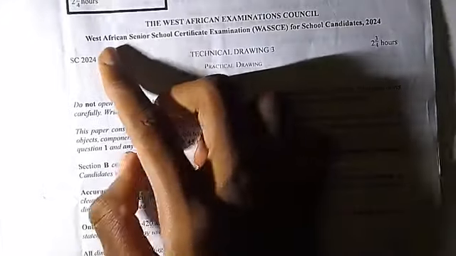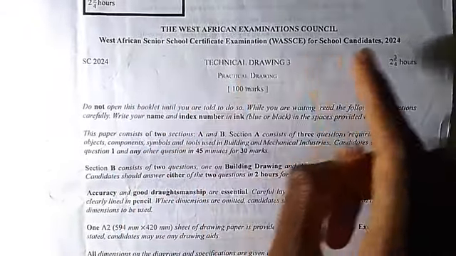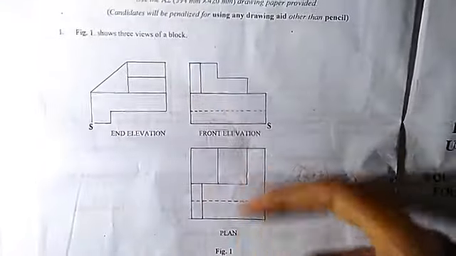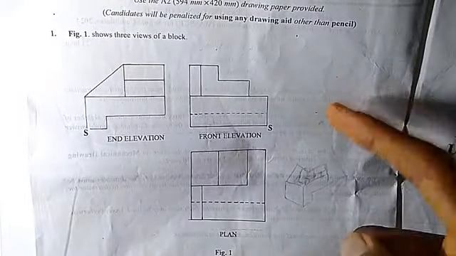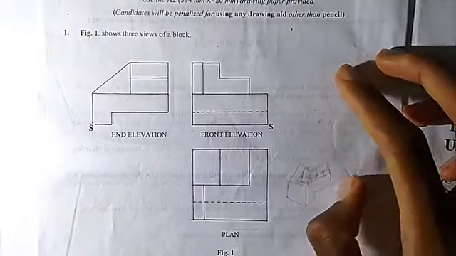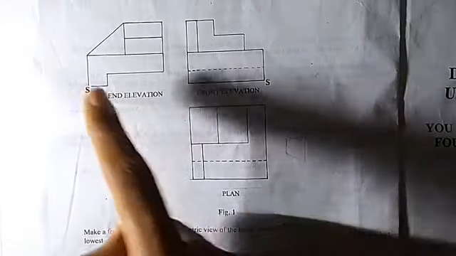Here with me is the West African Senior School Certificate Examination 2024. Interestingly, the student is given three views: the front elevation, the side or end elevation, and the plan or top elevation. So this is the first angle projection, and we are asked to make a freehand sketch of the isometric view of the block, making S the lowest point.